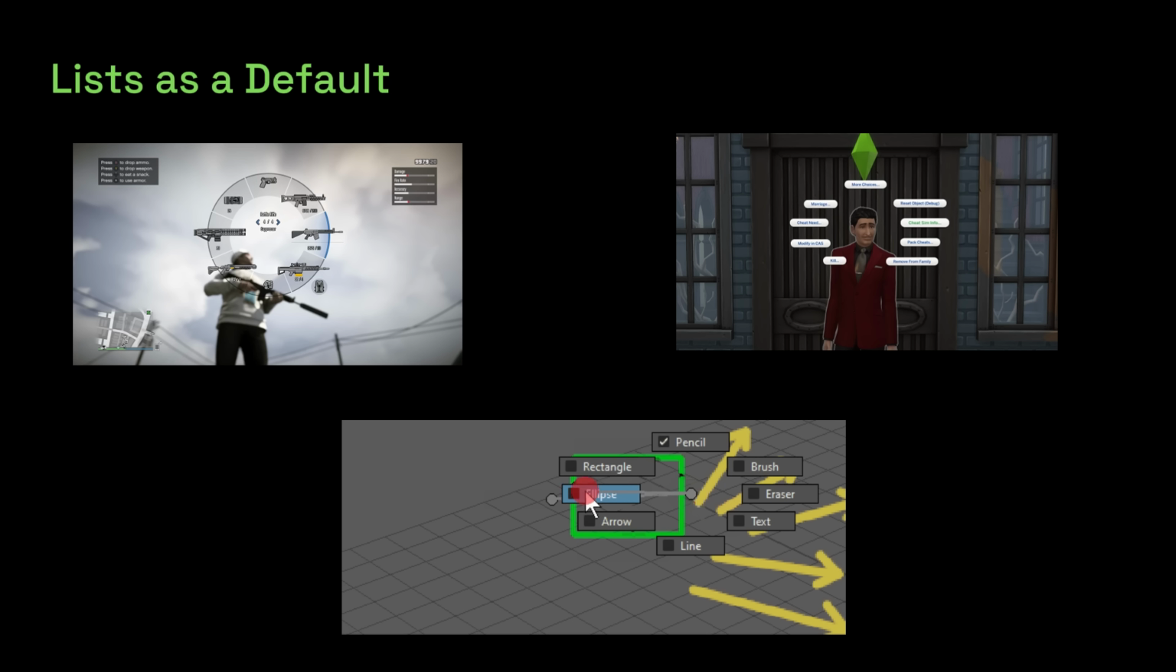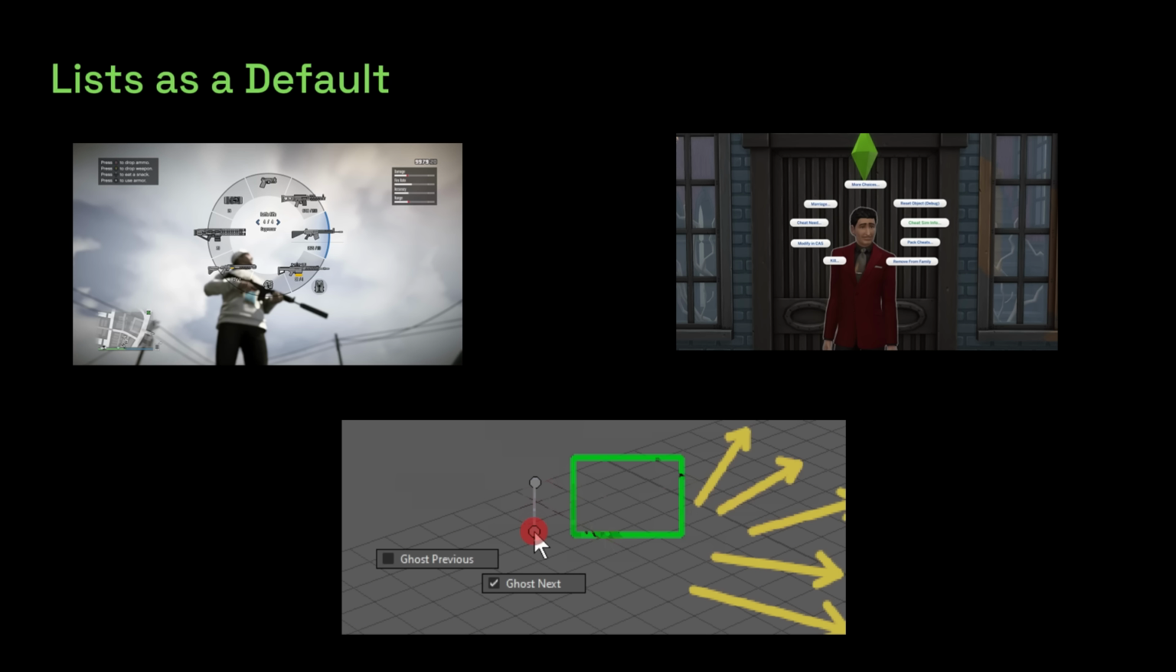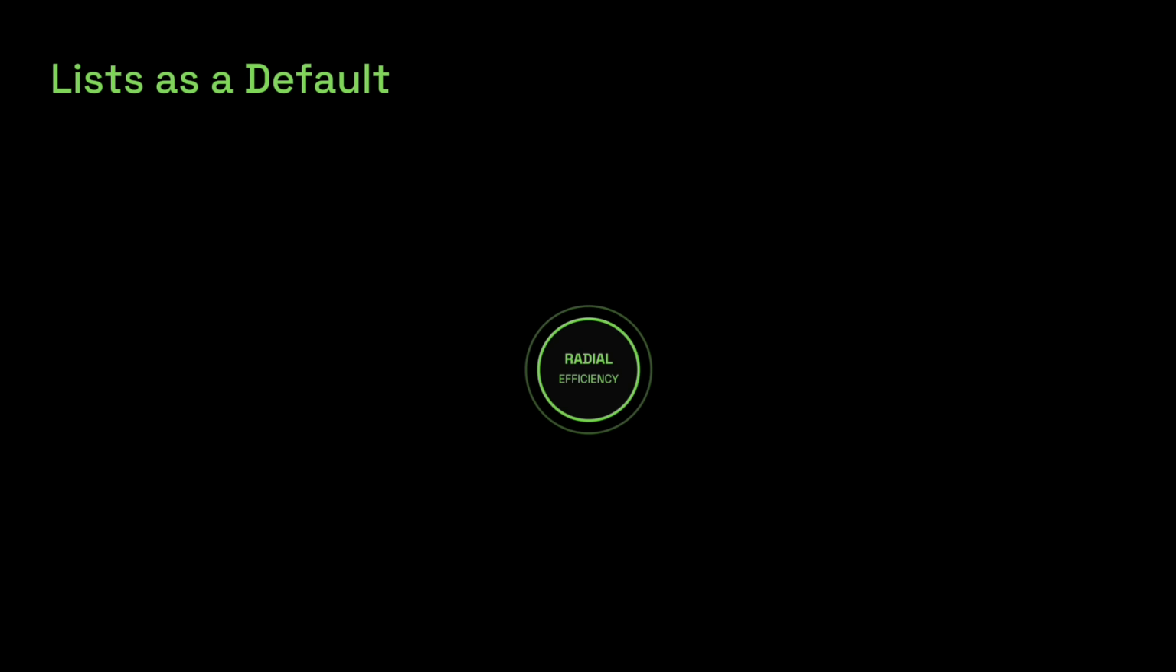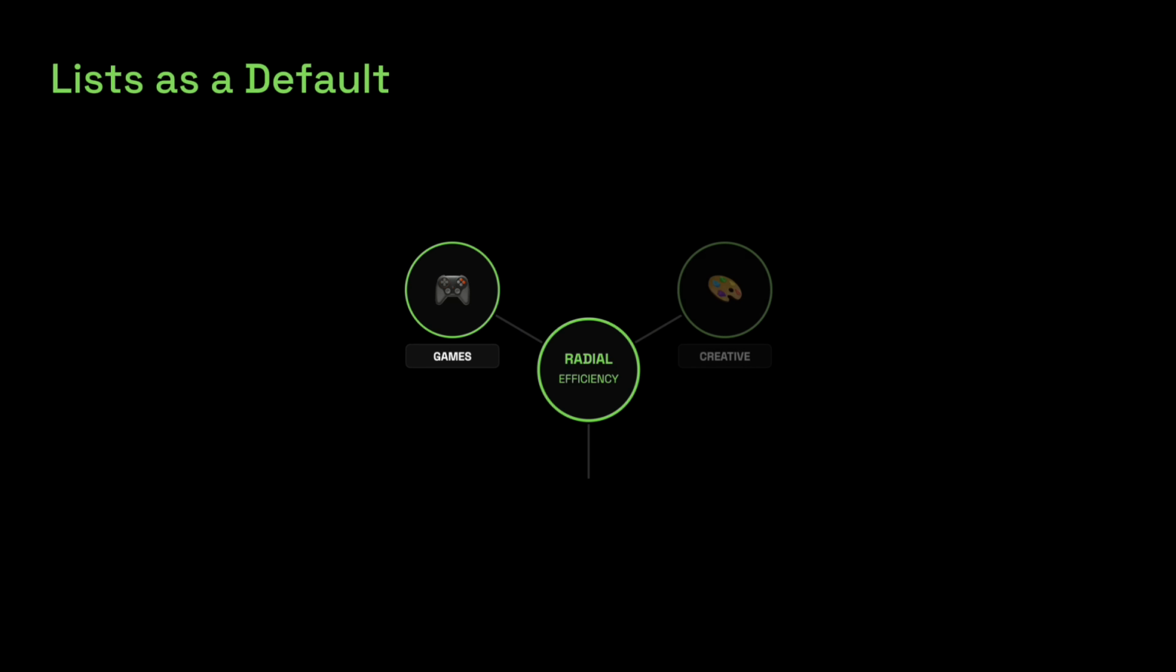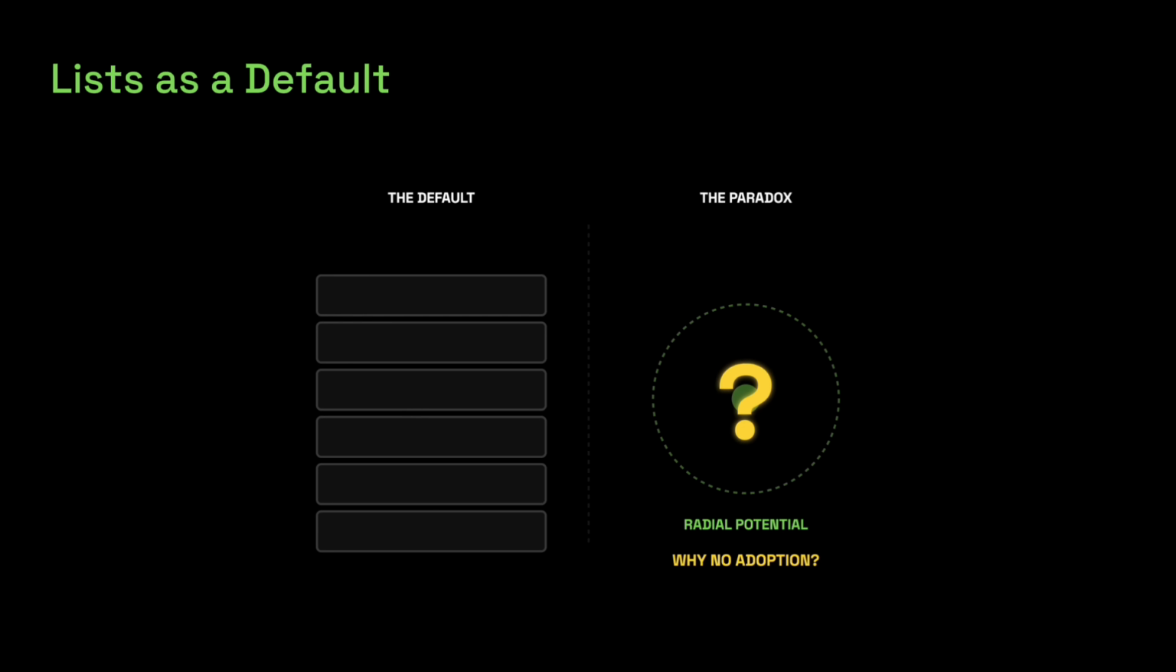What matters is not that radial menus exist, but that they remain marginal in everyday software. Despite decades of evidence that they can outperform linear menus in specific conditions, they are confined to niches: games, creative software, and expert tools. General-purpose desktop and mobile interfaces continue to default to lists. The question then is not whether radial menus work, but why their advantage failed to translate into broader adoption.